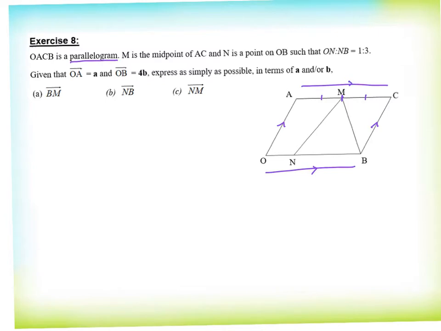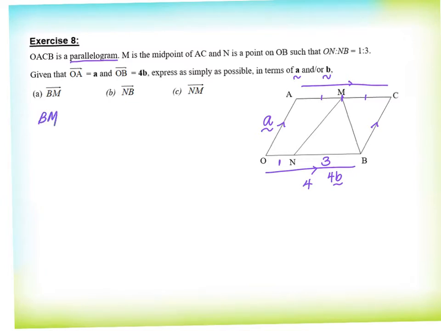and N is a point on OB such that ON is 1 unit and NB is 3 units. So that is a total of 4 units. Now OA is the vector a and OB is the vector 4b. Express as simply as possible in terms of the vector a or the vector b. Find the vector BM.